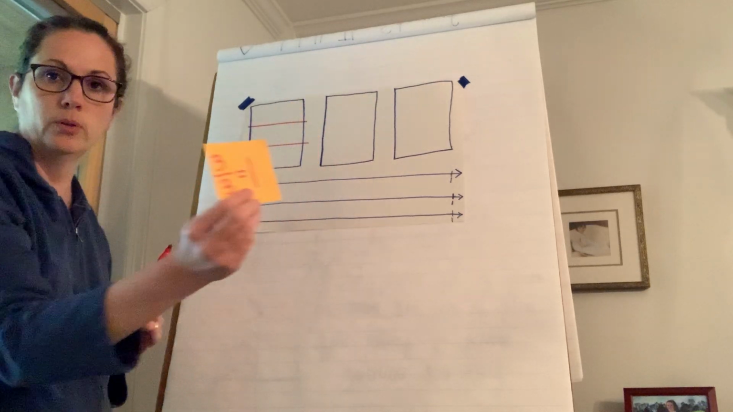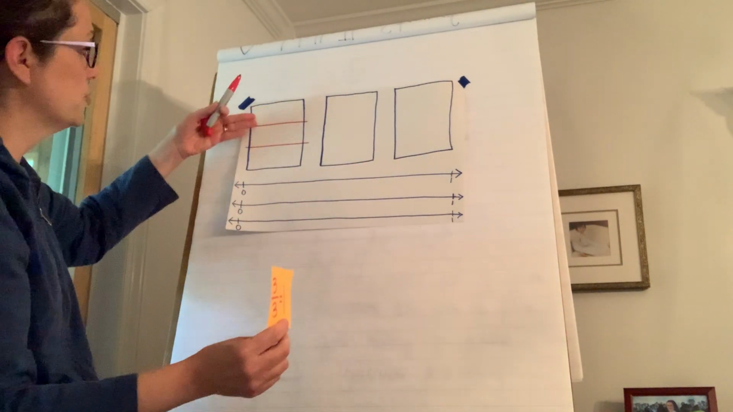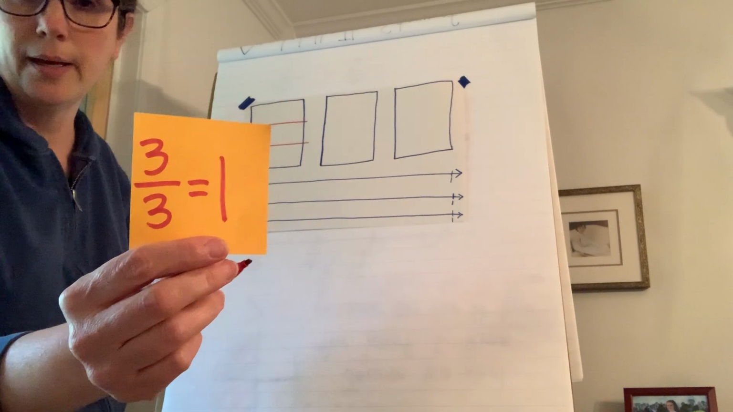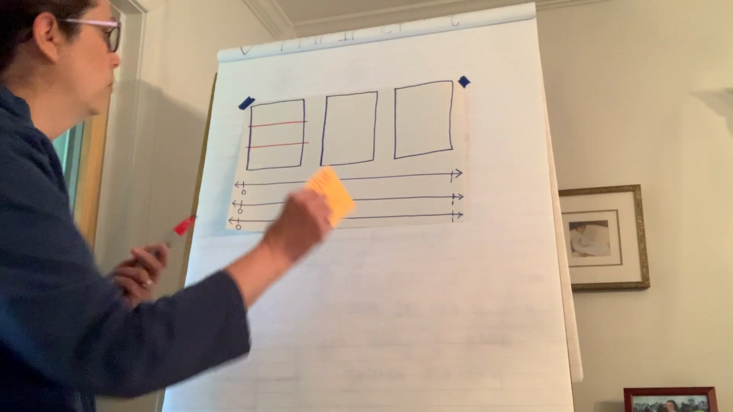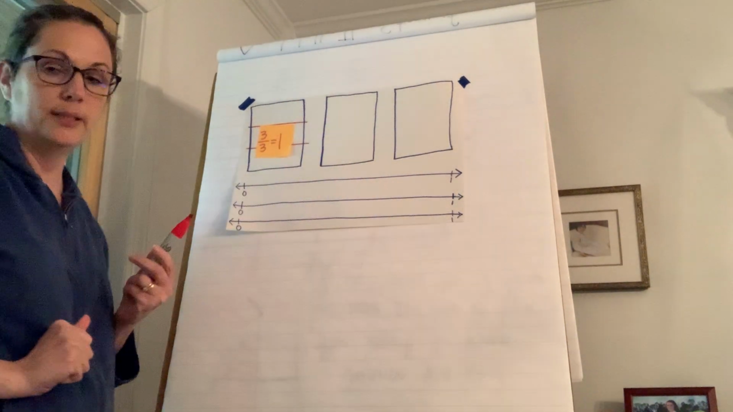Let me hold that to you a little closer. 3/3 is equal to 1 because I am partitioning one whole thing into 3 equal parts. And I'm using the whole, all 3/3, right? So all 3/3 is equal to 1.